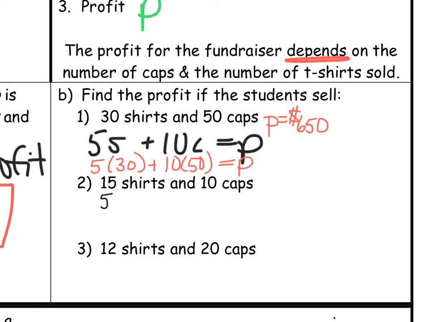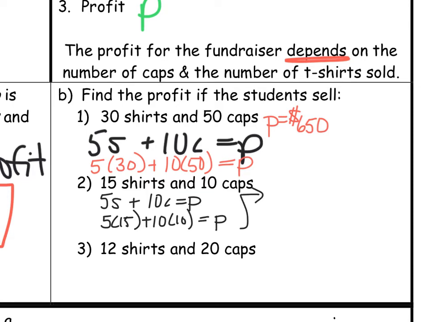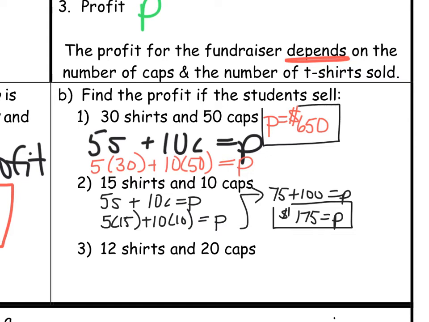So again, we're using the equation 5S plus 10C equals our profit. We sold 15 shirts, so it's 5 times 15, and we sold 10 caps. That's going to give us our profit. So then we get 75 plus 100. So our profit is $175 if we sell 15 shirts and 10 caps.